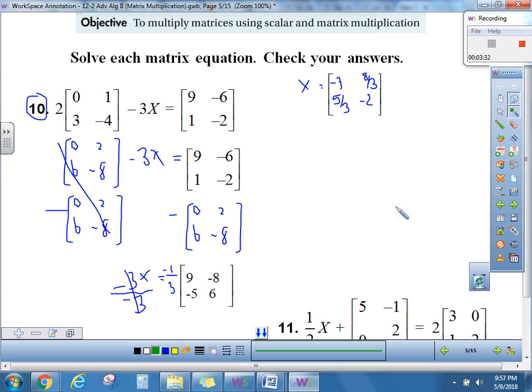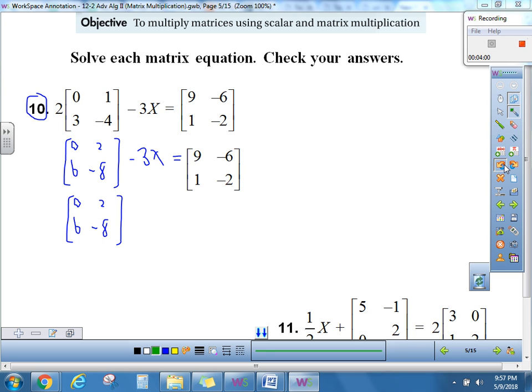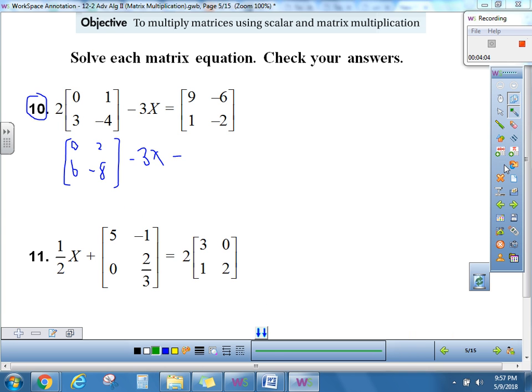Okay, for this next one, we are going to work through solving a matrix equation. So we're going to solve for whatever matrix we're looking for there. So for number 10, we have 2 times the matrix 0, 1, 3, -4. So what we're going to do is multiply first. 2 times 0 to get 0. 2 times 1 to get 2. 2 times 3 to get 6. And 2 times -4 to get -8.